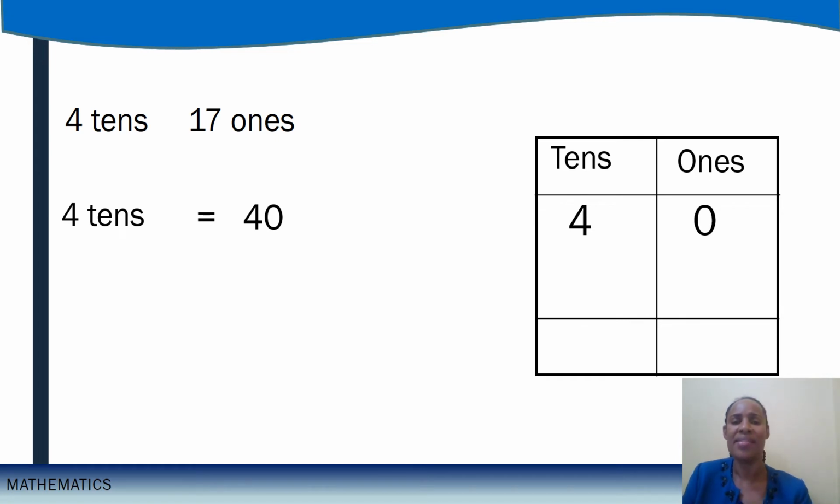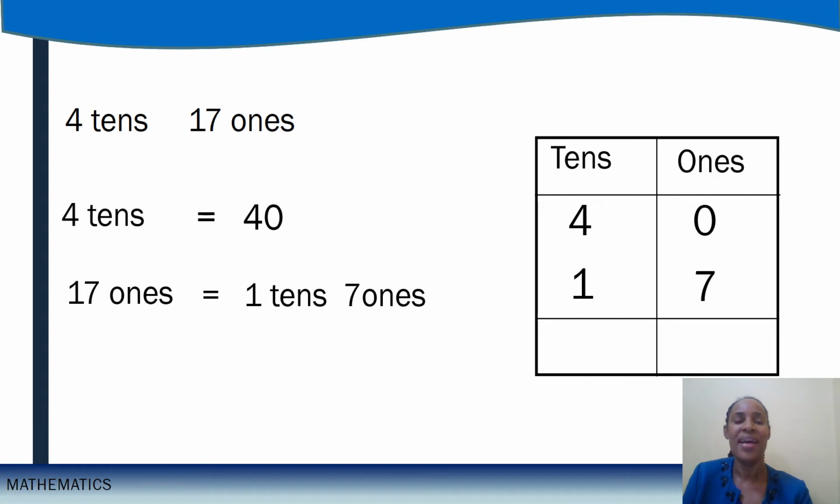Now let's look at 17 ones. Do you know the value of 17 ones? How can we write that on our place value mat? Great going, boys and girls. If you said you will rename 17 ones as 1 ten and 7 ones, that is correct. Now we can place this on our place value mat. 1 ten in our tens place and 7 ones in the ones place.